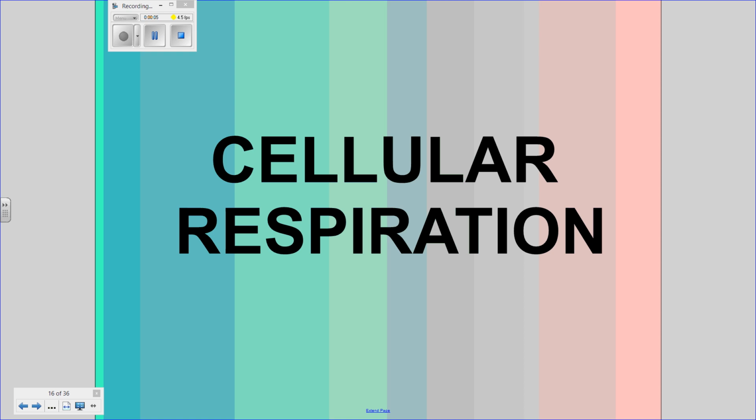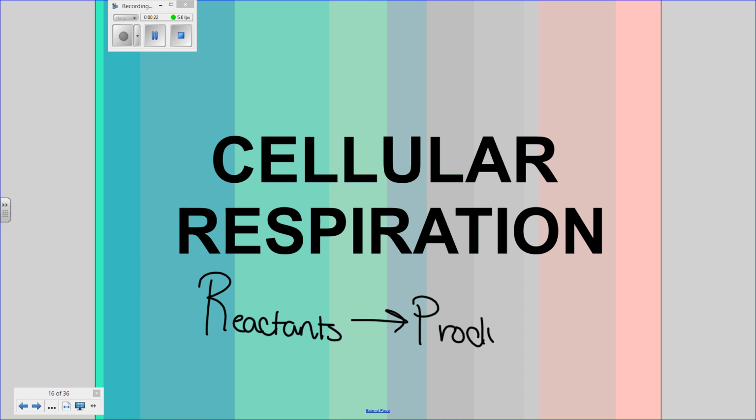All right, so cellular respiration. Just to remind ourselves, ladies and gentlemen, anytime we've got a chemical formula, we always begin with our reactants on the left side of the arrow, and products go on the right. Now, a quick way to remember that, it's called the PP rule. The arrow always points to products.